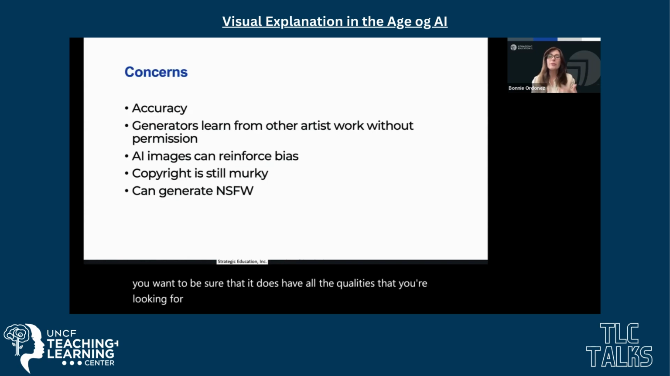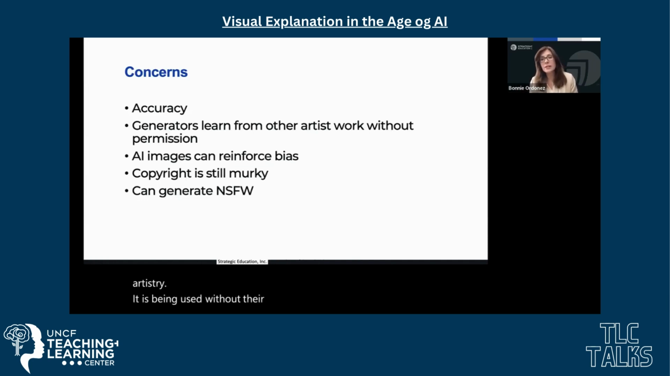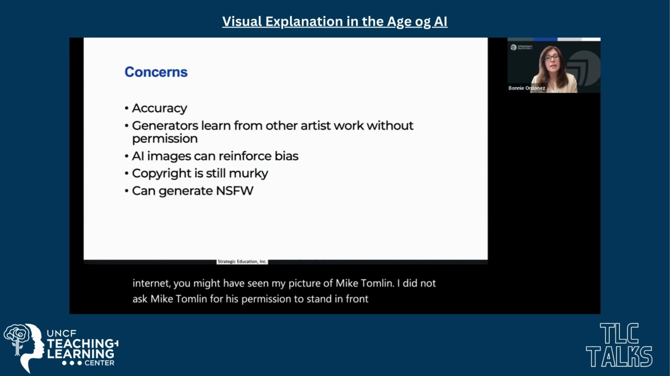The generators learn from other artists' work. So if the artist isn't using some kind of AI blocking tool for their artistry, it is being used without their permission. So if it's posted on the internet, you might have seen my picture of Mike Tomlin. I did not ask Mike Tomlin for his permission to stand in front of the Grand Canyon. It was a pretty accurate look of Mike Tomlin. So imagine the ramifications of, hey, I saw this person here, and here's a picture of them at this time, and that person was never there. So you just keep those things in mind.